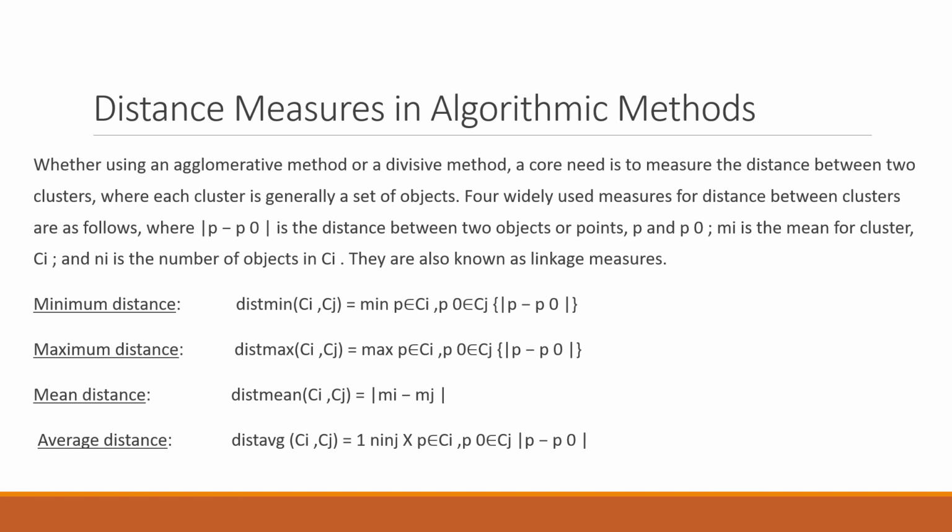Distance measures in algorithmic methods, whether using an agglomerative method or a divisive method. A core need is to measure the distance between two clusters, where each cluster is generally a set of objects. Now there are four different types of distance which are used: minimum distance, maximum distance, mean distance, and average distance. They are also known as linkage measures.